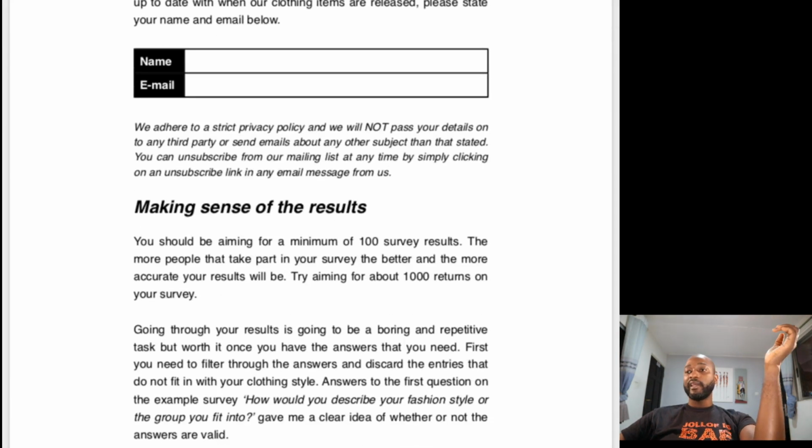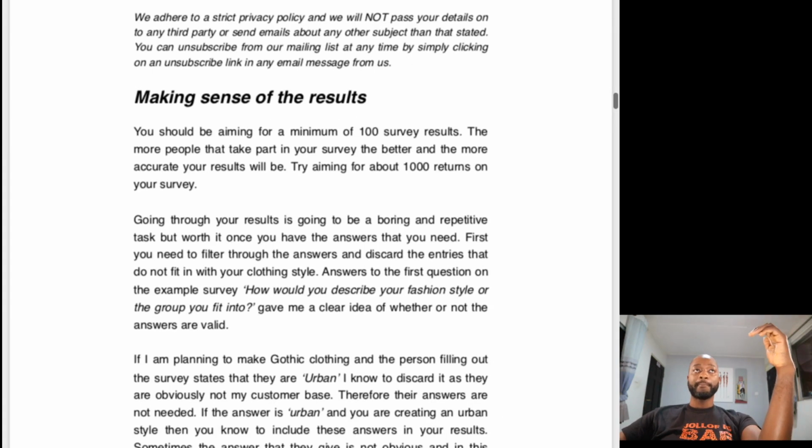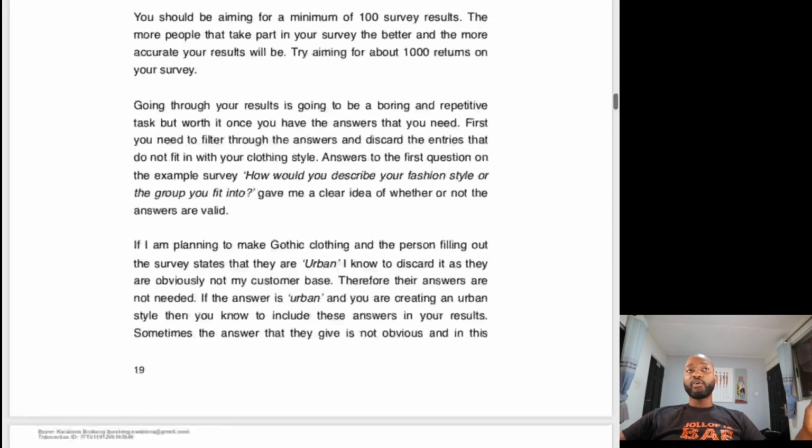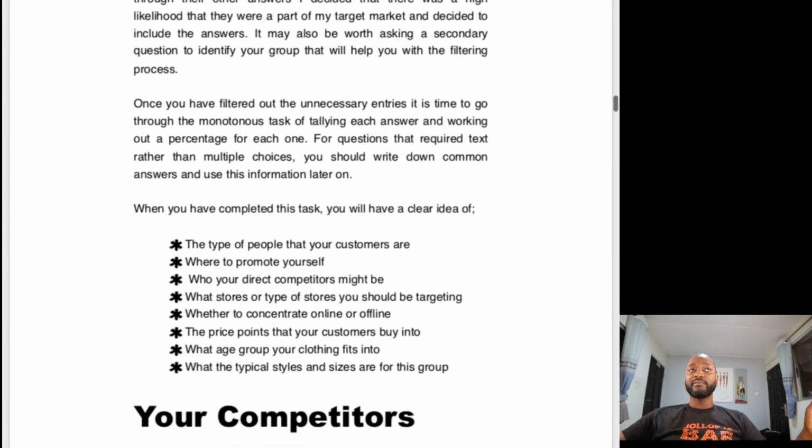Get them to join your mailing list, get them to sign up on WhatsApp, and then get your information from there. Get your research through that, right? Then you have your results. You need to make the results make sense.